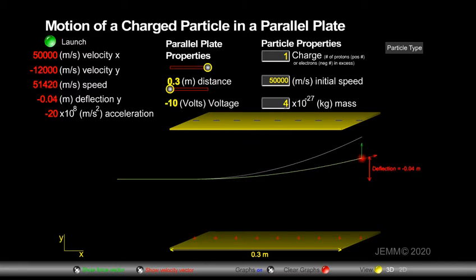Let's increase it again from 4 to 8. Even less deflection. And let's go from 8 to 16. Force is acting, but it's barely deflecting at all. And so as you can see, as we've increased the mass, the deflection decreases. Why is that?